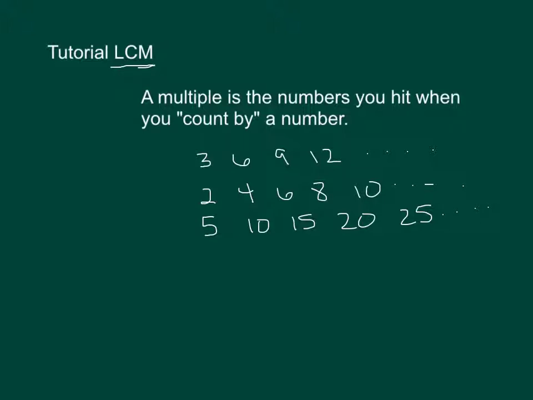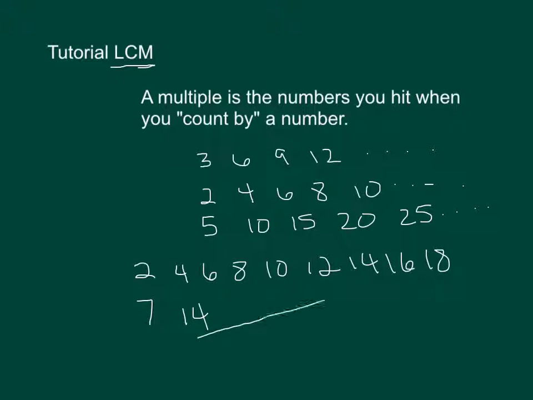So if we looked at, let's use 2 and 7. If I count by 2: 2, 4, 6, 8, 10, 12, 14, 16, 18, and I count by 7: 7, 14, the first number that they meet at is 14. So that would be their lowest common multiple, the first number where they meet together again.